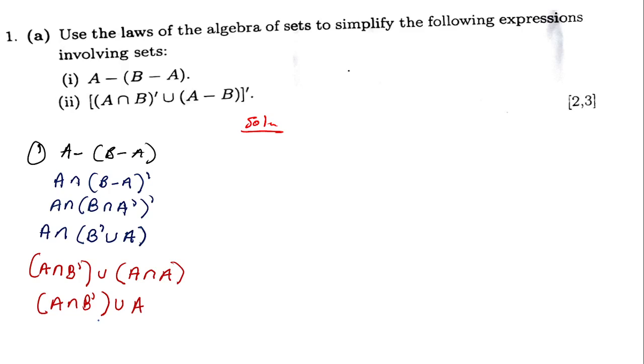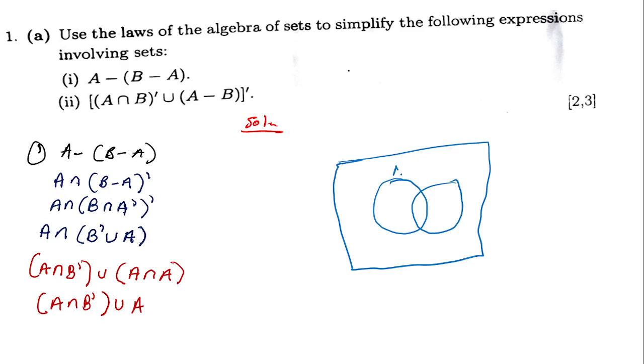The answer is A. But for those of you who haven't done much mathematics, you can bring in the Venn diagram to work it out. So let's say this is set A. We assume they are intersecting sets, and this is set B, and then you have the universal set there. For those who haven't done much mathematics, you can use this Venn diagram.